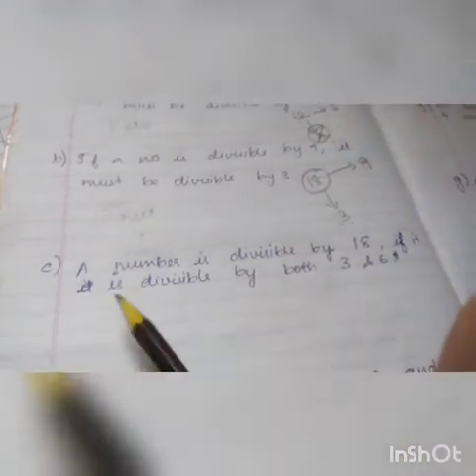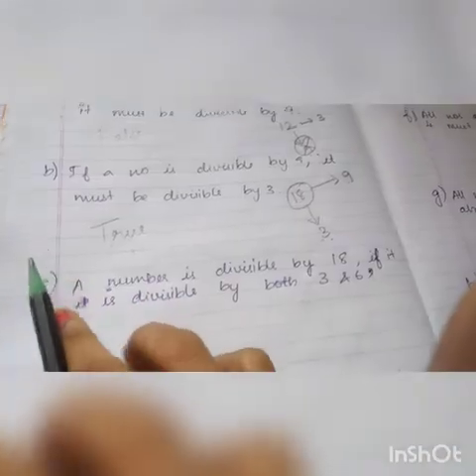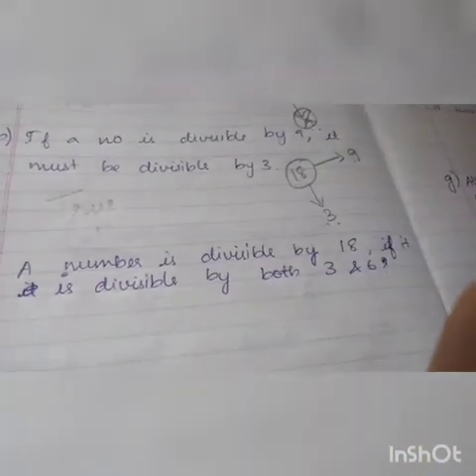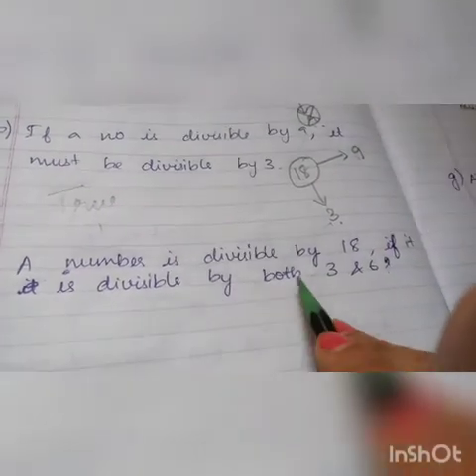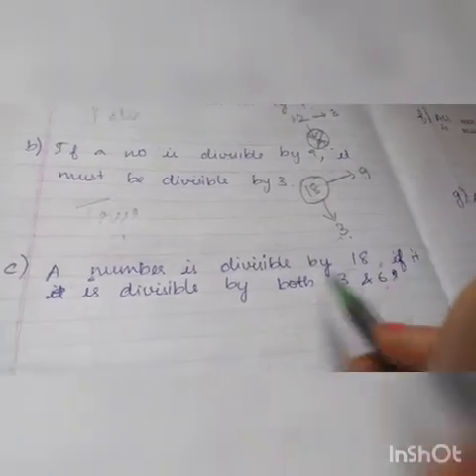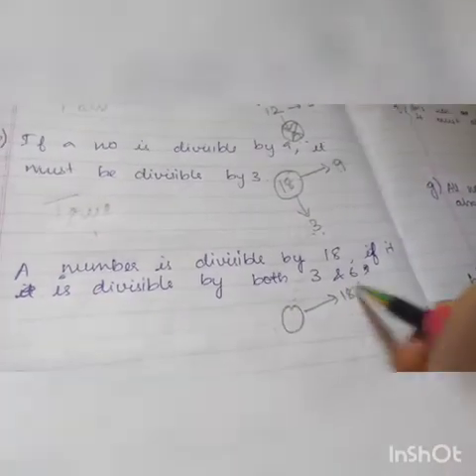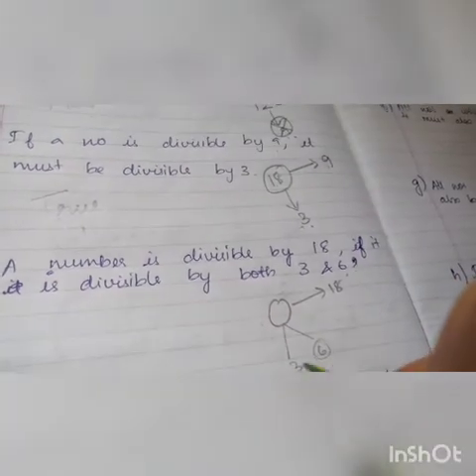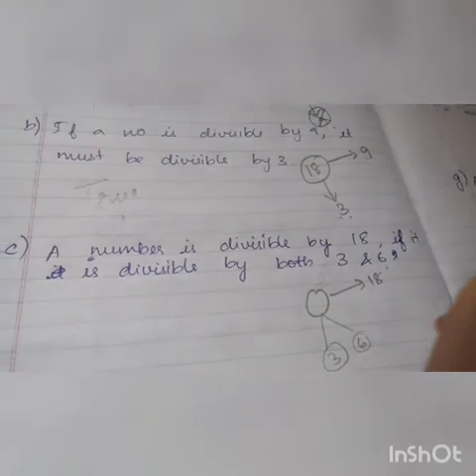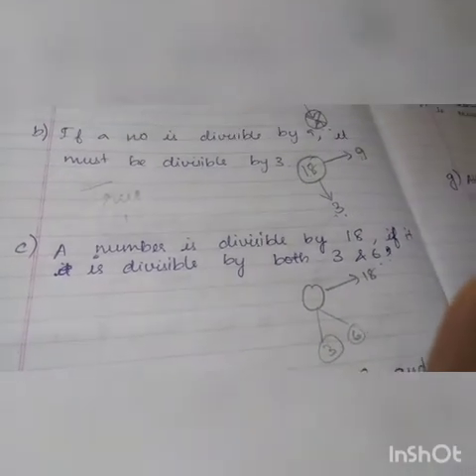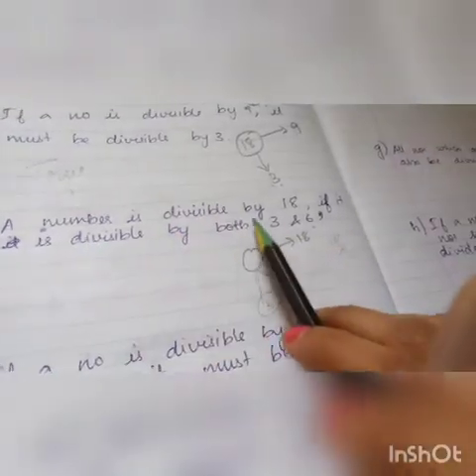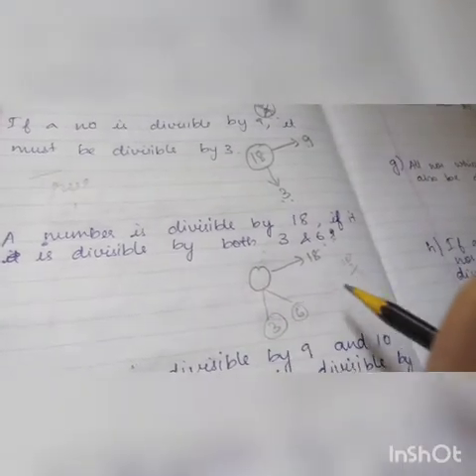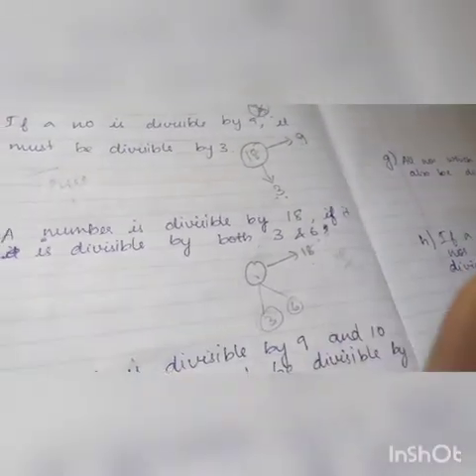Okay, C question. Okay, what is the C question? A number is divisible by 18 if it is divisible by both 3 and 6. Okay, what they are saying now, one number is divisible by 18 if it is divisible by both 3 and 6. So that number should be divisible by 3 and 6. So that number will also always be divisible by 18, they are saying.